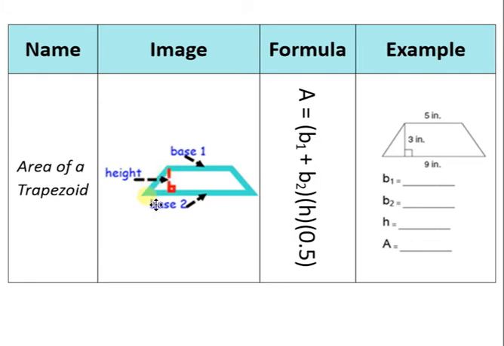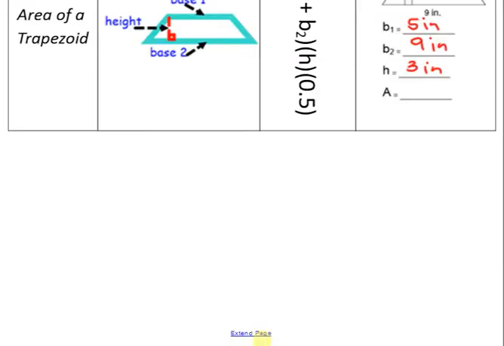That's very, very important. Your formula for the trapezoid is area equals open parentheses base 1 plus base 2 close parentheses times the height times 0.5. So we have an example here. Our base 1 is 5 inches. Our base 2 is 9 inches. Our height is 3 inches. So let's go ahead and solve for the area of that trapezoid.